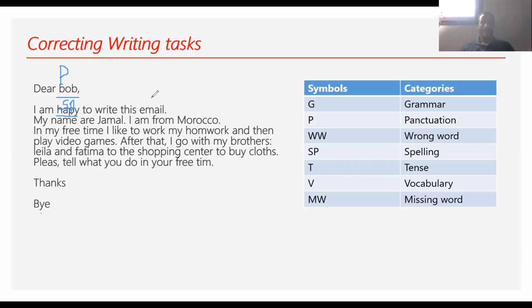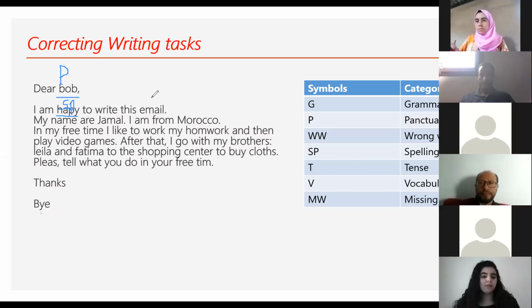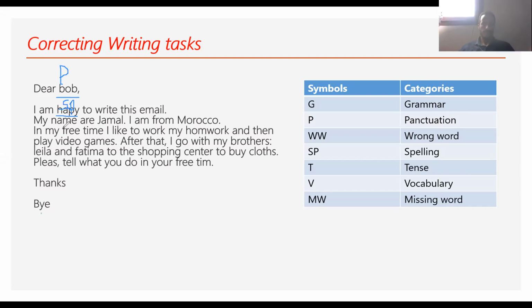Thank you, Fatima Zahra. Now the second line. Amina. Okay, there is a grammar mistake. Where is it? My name is... Very good. So I'm going to write G or T. We have tense, right? We can also write T for tense. So both are correct, G or T. Very good question.